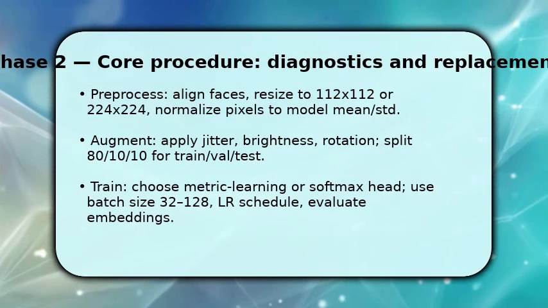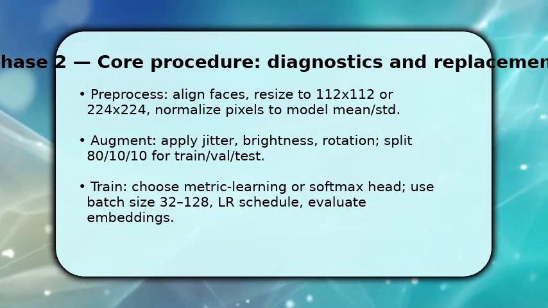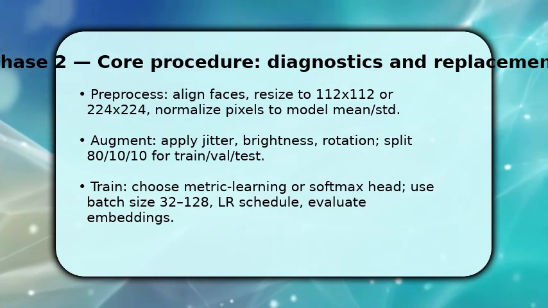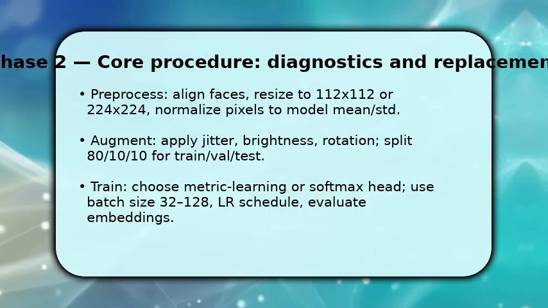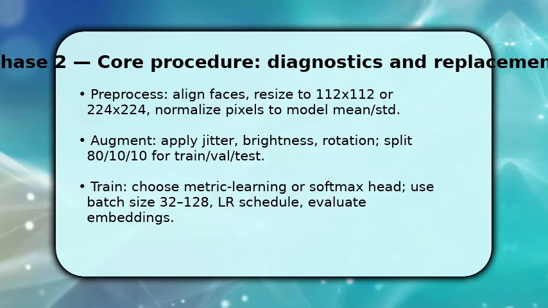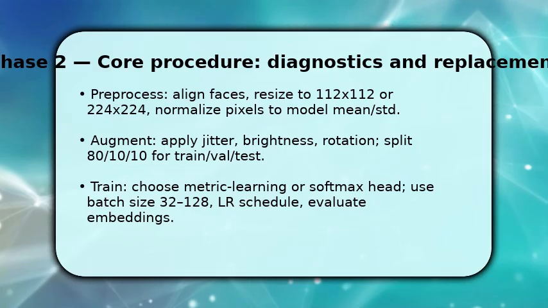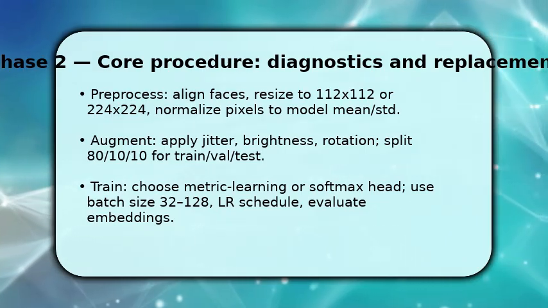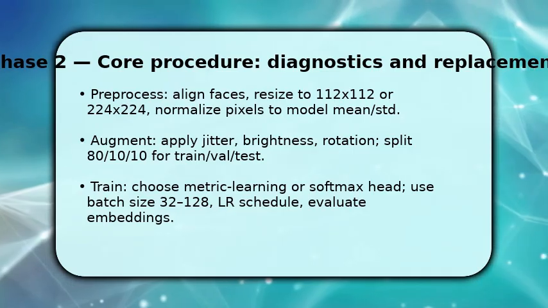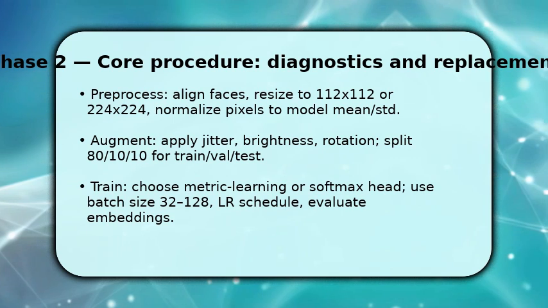You now build the data pipeline and start training. First, align faces using landmarks, resize to 112x112 or 224x224, and normalize by the model's mean and standard deviation. This ensures consistent inputs. Next, augment with jitter, brightness shifts, and small rotations, then split data 80/10/10 for train, validation, and test so you can monitor generalization.